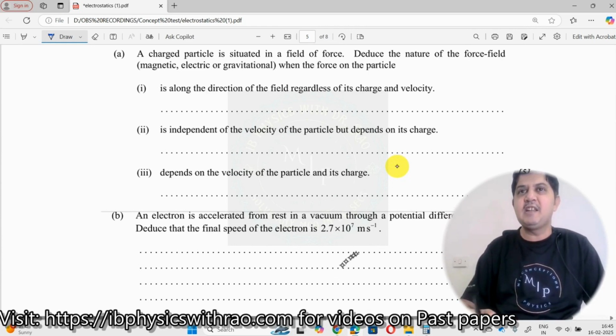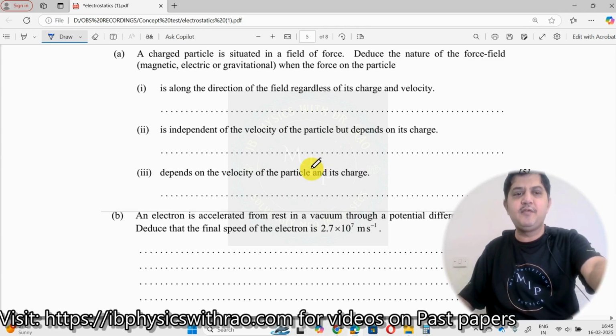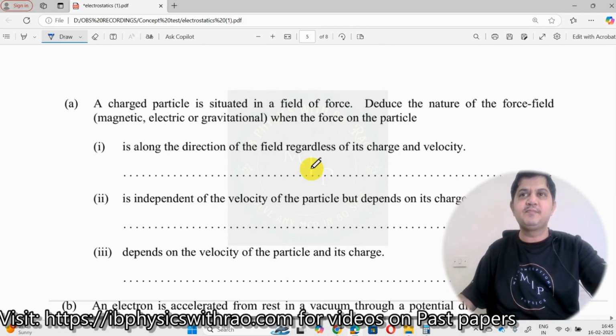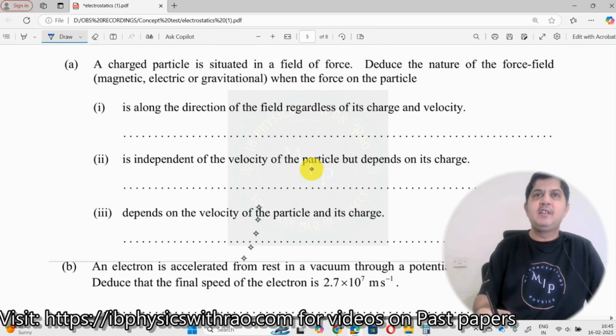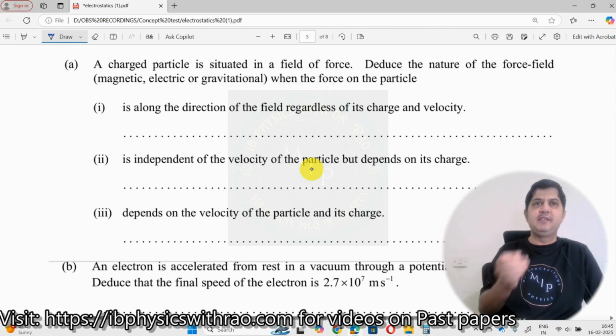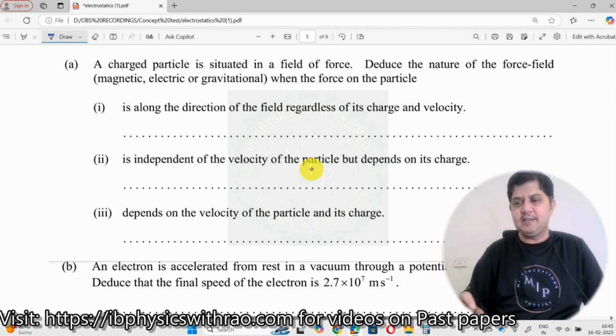A charged particle is situated in a field of force. Deduce the nature of the force field, magnetic, electric, or gravitational, when the force is on the particle. This particular question revolves around several concepts.